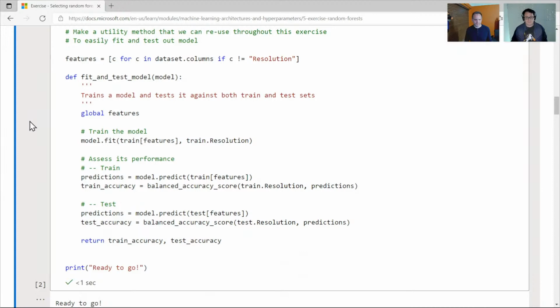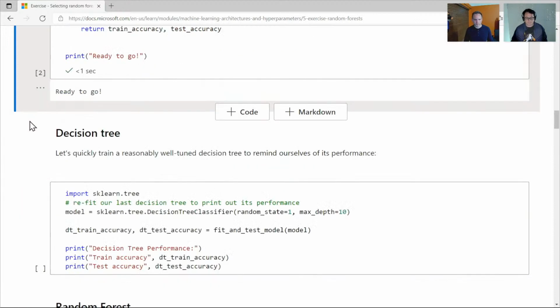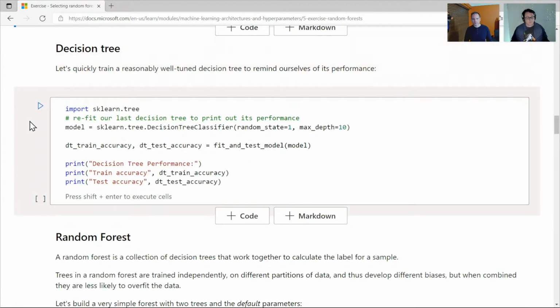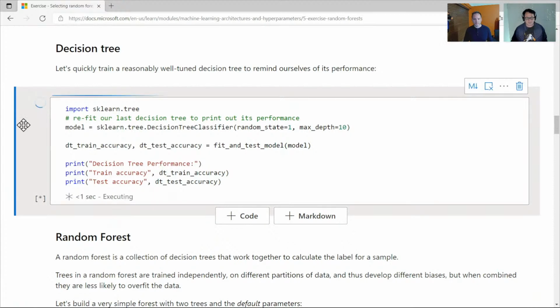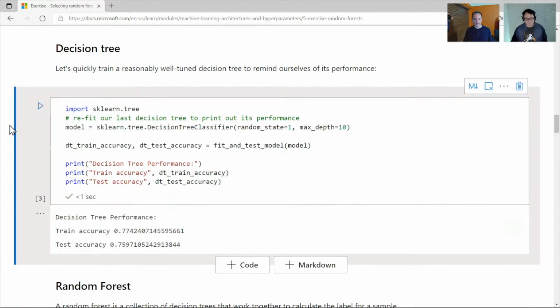All like before. And then we get to our decision tree. So we're going to run the same decision tree that we did over the other data set. It's running at the max depth of 10. I'm just going to leave it there for now. A little bit of a baseline.